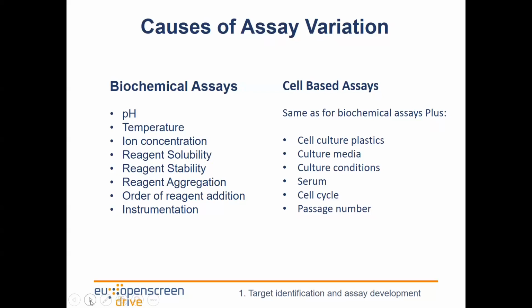Some of them are very specific to cell-based assays, but the other ones are common to both types of assays. I think taking into consideration these very normal or obvious things is very important when we develop an assay. And with this, I think that is all of the points that we wanted to cover in the first part of the course, target identification and assay development. Thank you so much for listening. And now I think we can move to the second part of the course. Thank you so much.